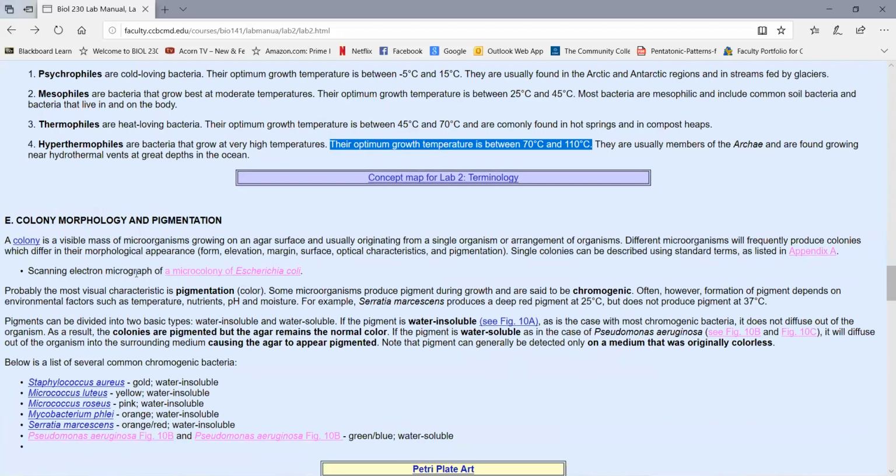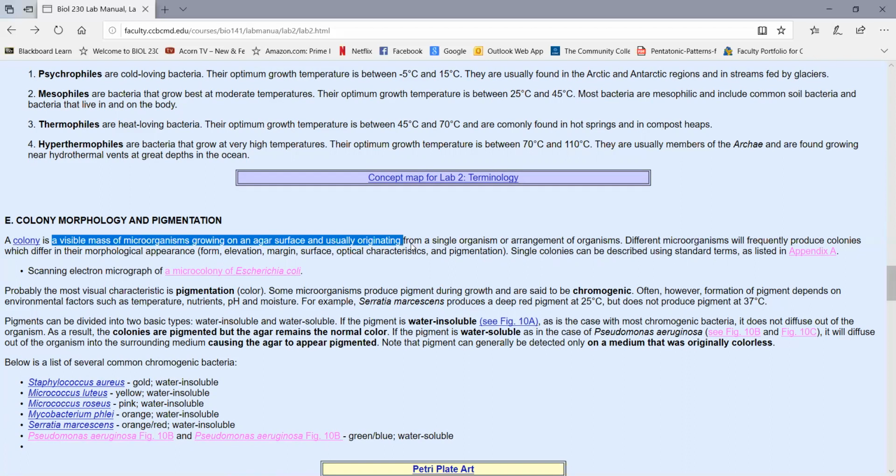And then finally, under theory, a little bit on colony morphology and pigmentation. So another important term we need to know is the term colony. We define colony as a visible mass of microorganisms growing on an agar surface that usually originates from one single organism or one arrangement of that organism. So a single bacterium, or maybe an arrangement like a streptococcus or a staphylococcus arrangement, forming a colony.